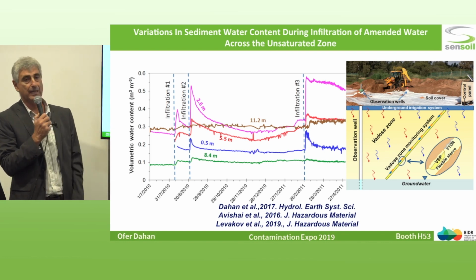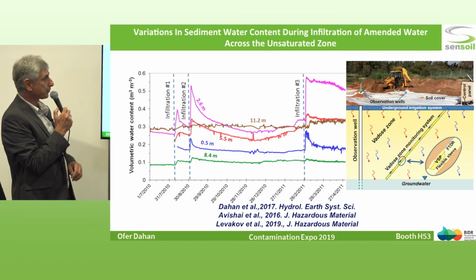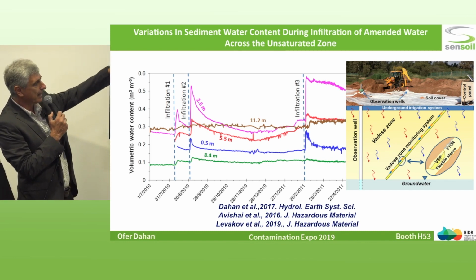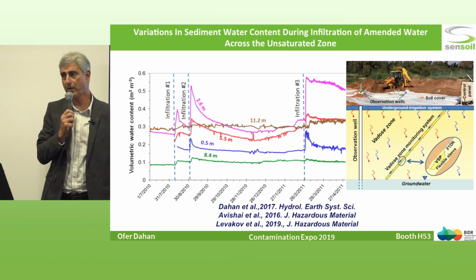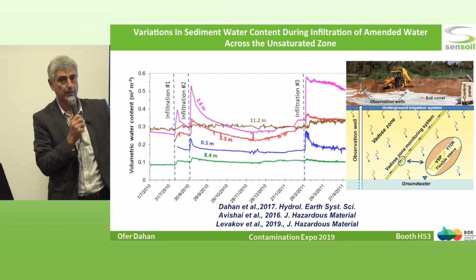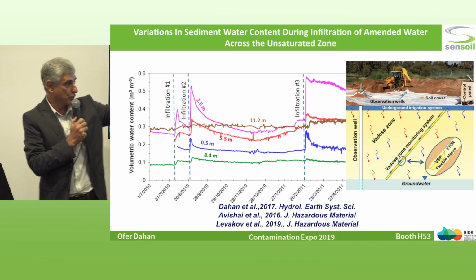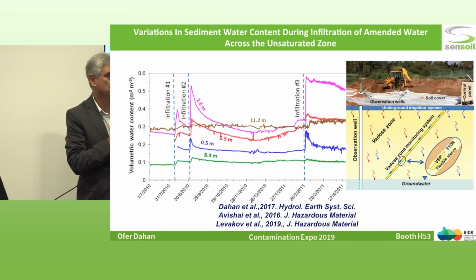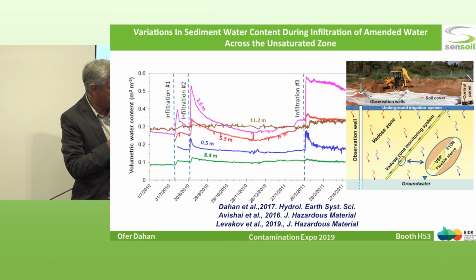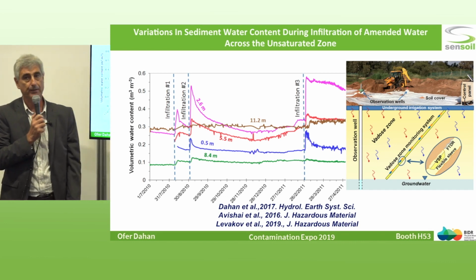And now this is how data looks like. This is typical data. What we see is changes in water content at different depths over time. Without going into detail, I can say that every wave or bump that we see here means that the water that we injected on the surface reached a certain depth. So we can know by the changes of the water content how fast the water is moving. This is part of it.